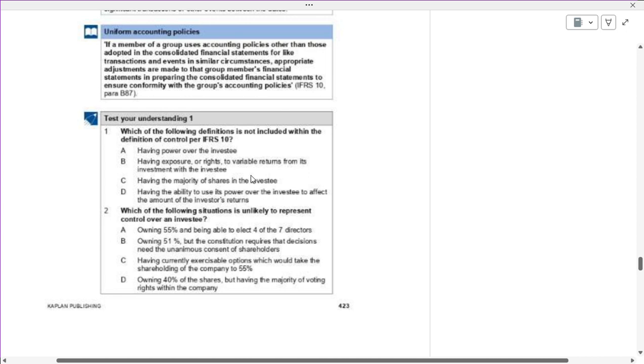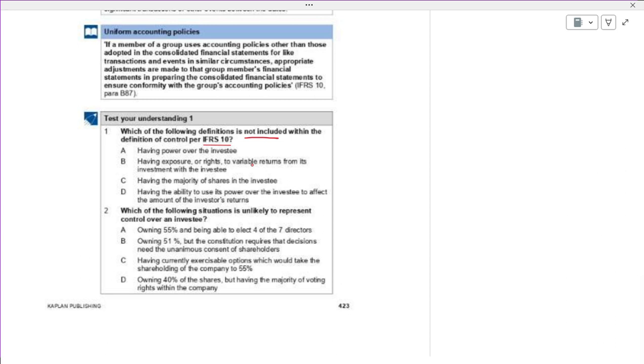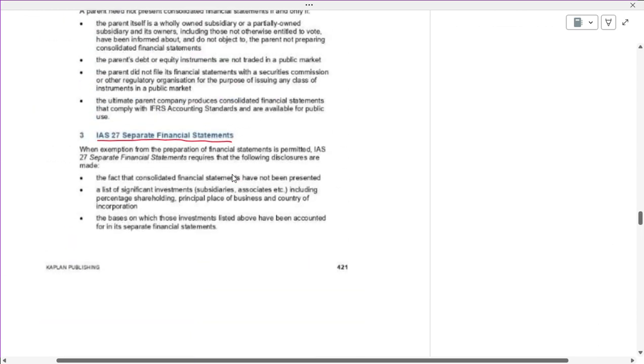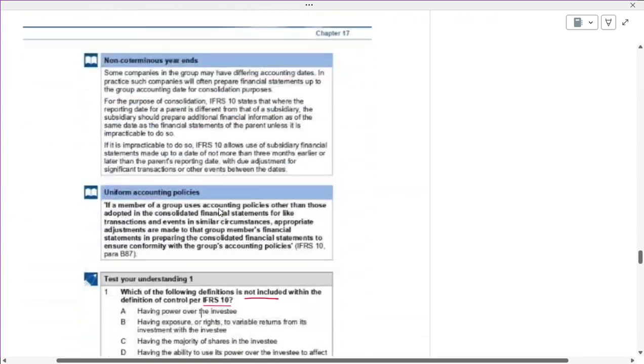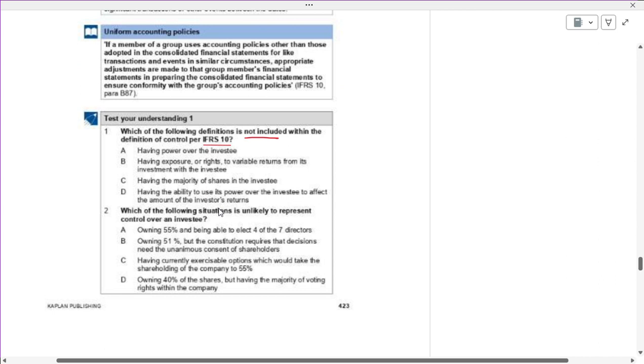They have multiple choice questions. Now, what they say: which of the following definitions is not included within the definition of IFRS 10? We have done a little bit early here. They have mentioned IFRS 10. Here they have mentioned power over the investee, exposure to rights, and ability to use power. Now you see the question. Which is not included?